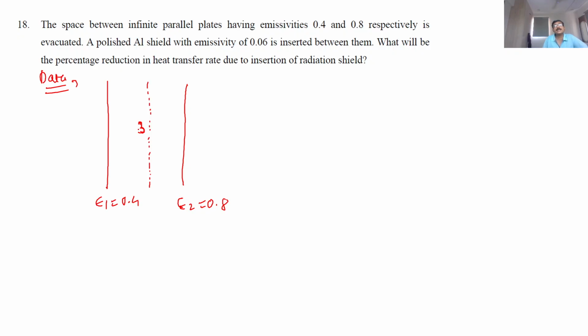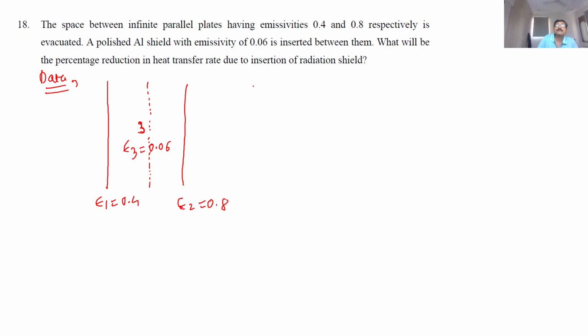In theory class I have explained it while deriving the equation. First surface is 1, the last surface is 2, and whatever radiation shield you are adding, give the number as 3, 4, 5 depending on how many shields are added. Here only one shield is added, so I have numbered it as 3. It has emissivity epsilon 3 equal to 0.06.